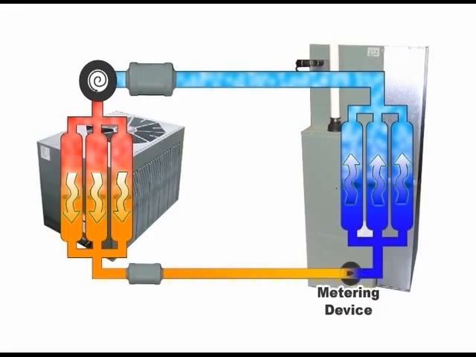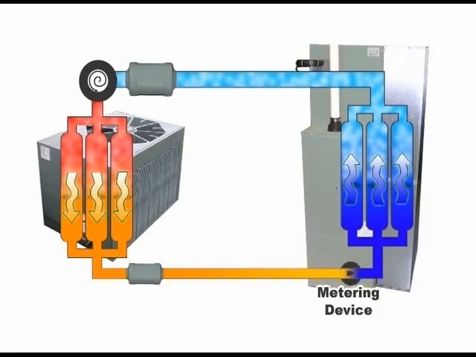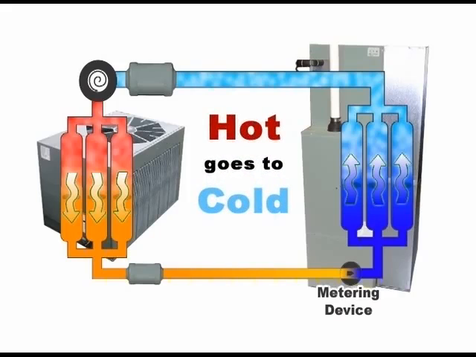The metering device is a good starting point as it is the start of the low pressure side of the refrigerant system loop. The metering device functions as a restrictor or regulator for the refrigerant. On the input side of the metering device, the refrigerant is at a high pressure, high temperature, a condition that transfers heat but in the wrong direction at this point in the system. It would be expelling heat instead of receiving it. Remember, hot goes to cold.